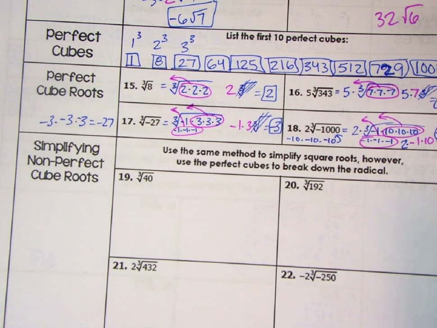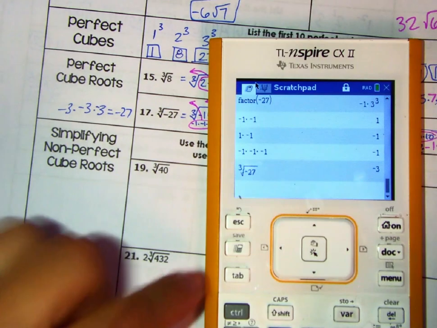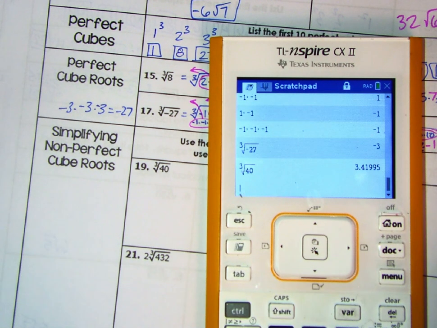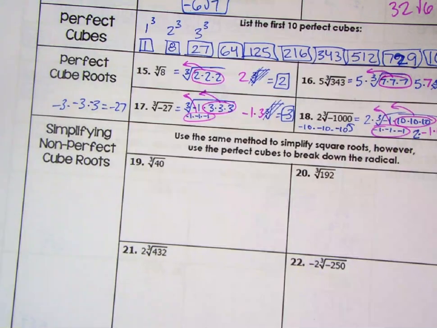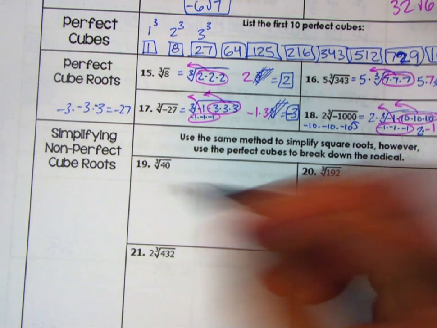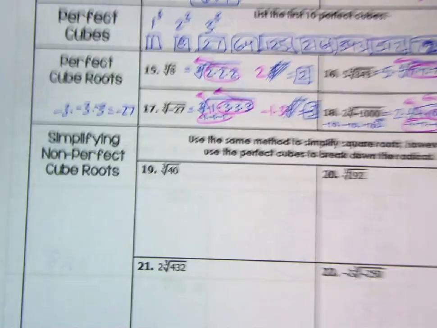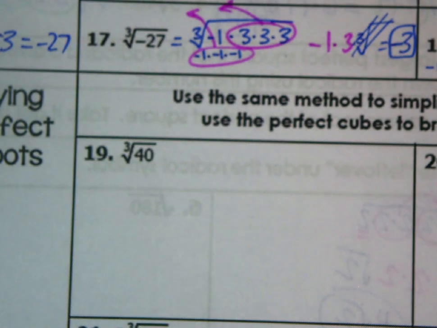All right, so now let's do some examples without the perfect cube. If I type cube root of 40, then we get a decimal. So that's where you are learning the skill of reducing or simplifying this notation of cube root of 40 into another simplified radical.